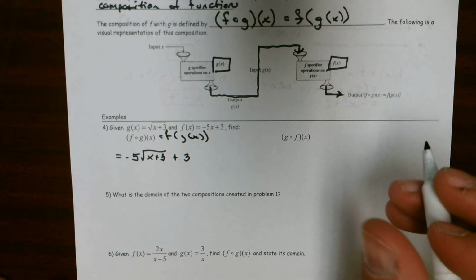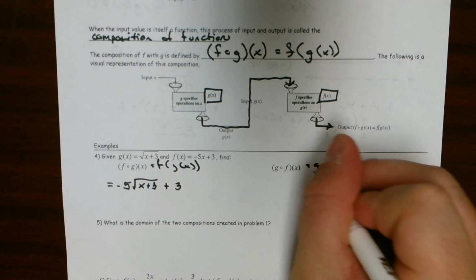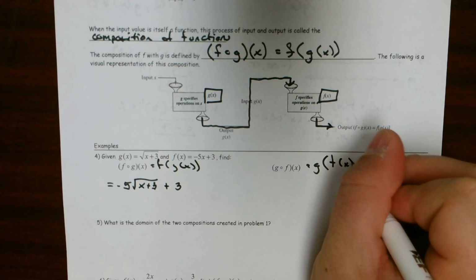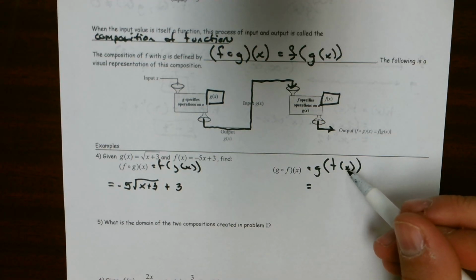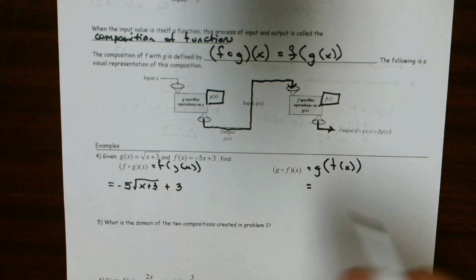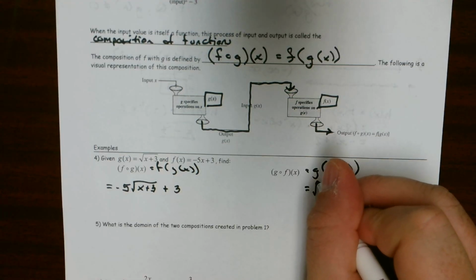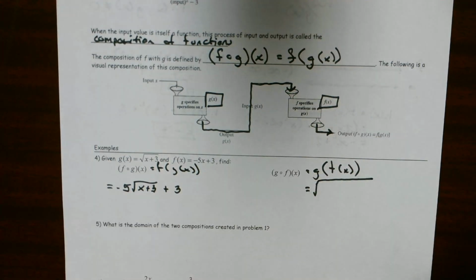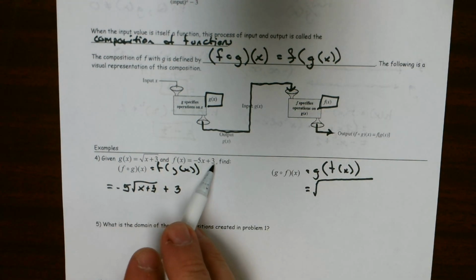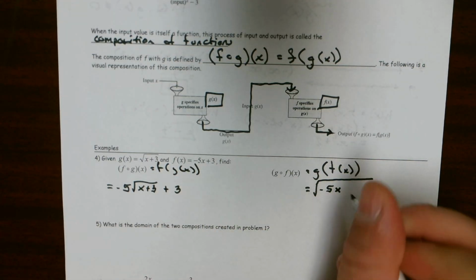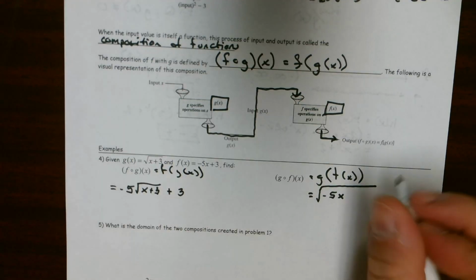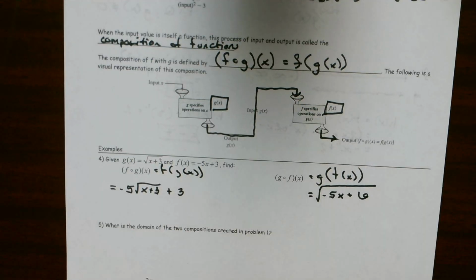Okay, g of f of x looks a little bit different. Now we're taking f and plugging it into g. So we're taking the square root. Now we have an x, so we need to plug in this whole thing. So negative 5x plus 3, plus we have another 3 already in there, so that's going to end up being negative 5x plus 6.